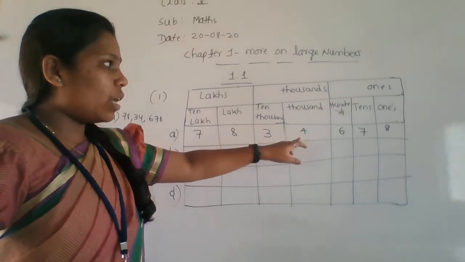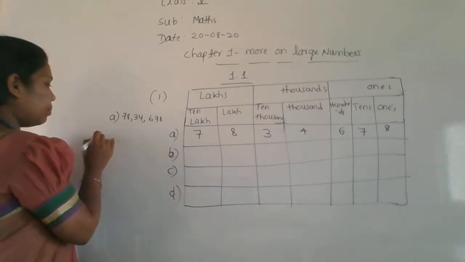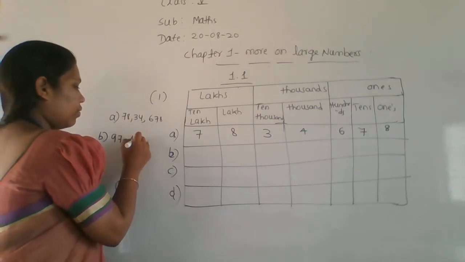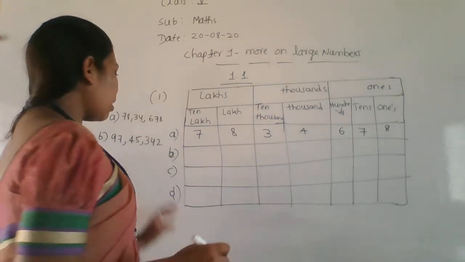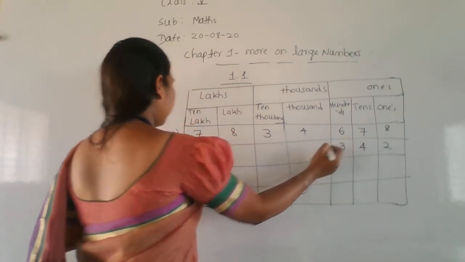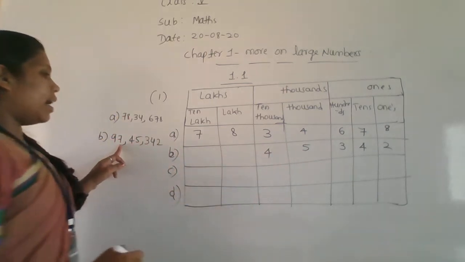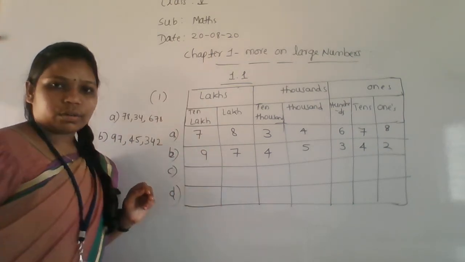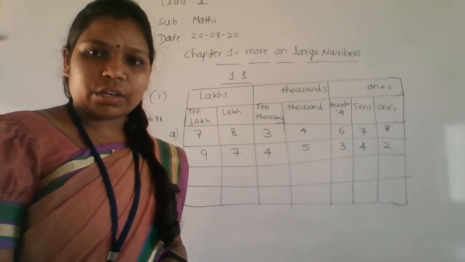78 lakh 34,678. And the next number given here is the big one, 97,45,342. Here 2 is there, next 4 and 3, 5 is in the thousands place, 4 is in the 10,000 place, in the lakh place 7 is there, and in 10 lakh 9 is there. So like this we have to write the numbers in a place value chart. I hope everyone understood this concept.